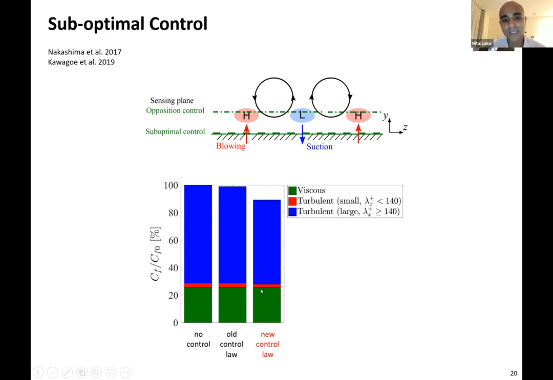What we saw is that with the new control law, we were able to generate a substantial improvement in performance. The previously proposed control law only generated maybe a couple of percent in terms of drag reduction, but the new control law that was developed with insight from the resolvent framework led to as much as a 10 or 12% decrease in friction.